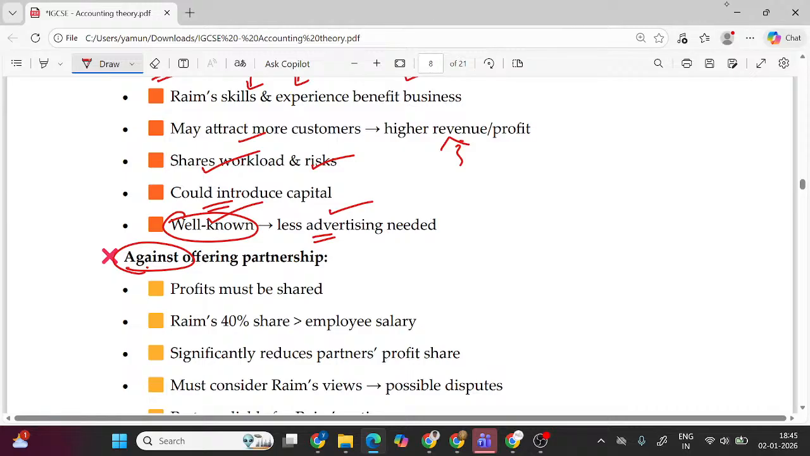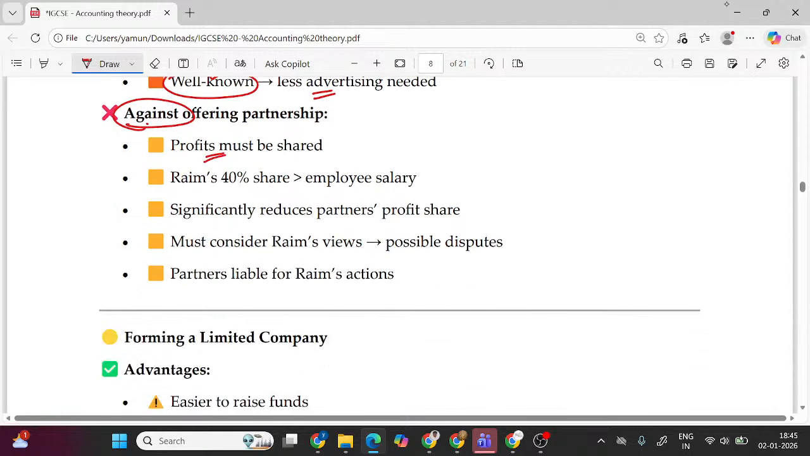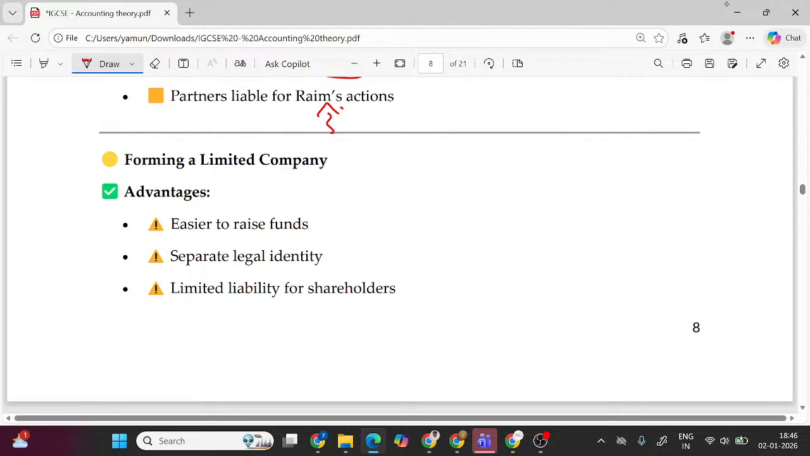But there is something against it. Even though he is well known, you will be compelled to share the problems. R's 20% share is more than the employee salary here, so definitely we have to worry about that. It significantly reduces partners' collaboration, and we must consider how his views will be. Sometimes he will not be okay with the other partners, so there may be possible disputes arising. There is also liability for his actions, because he is doing some action and the whole business is getting affected, and they'll be liable.